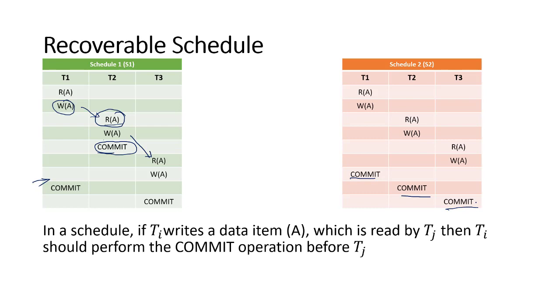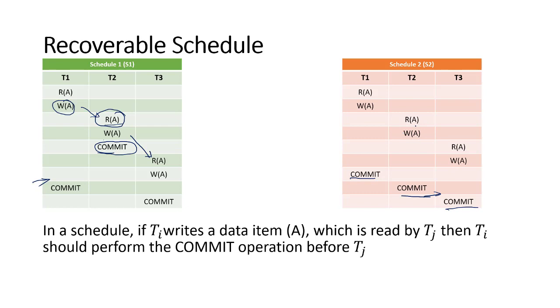So let us consider the failure. If T3 fails here, we can simply roll back the operations of T3 because no other transaction is dependent on it.